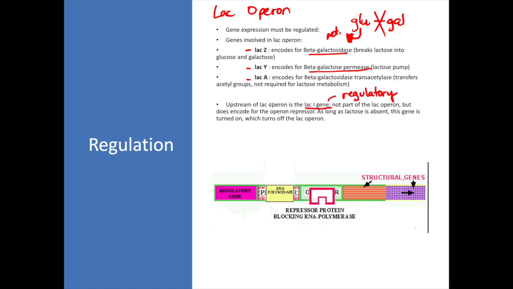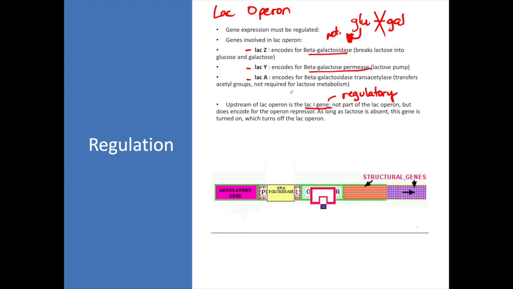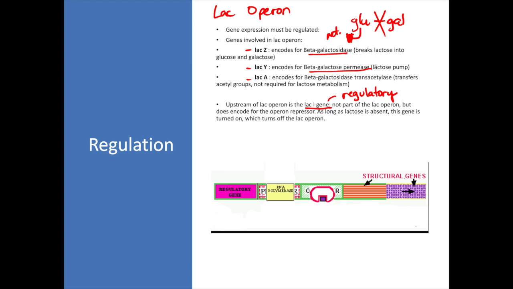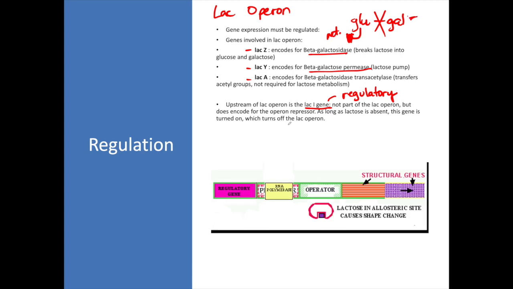LacA encodes beta-galactoside transacetylase. This transfers acetyl groups. It's not necessarily required for lactose metabolism, but it is part of the Lac Operon pathway and plays a role in the conversion of galactose into glucose.